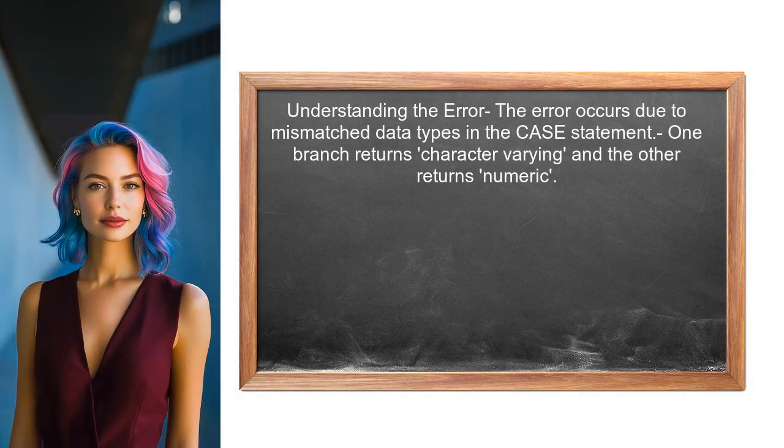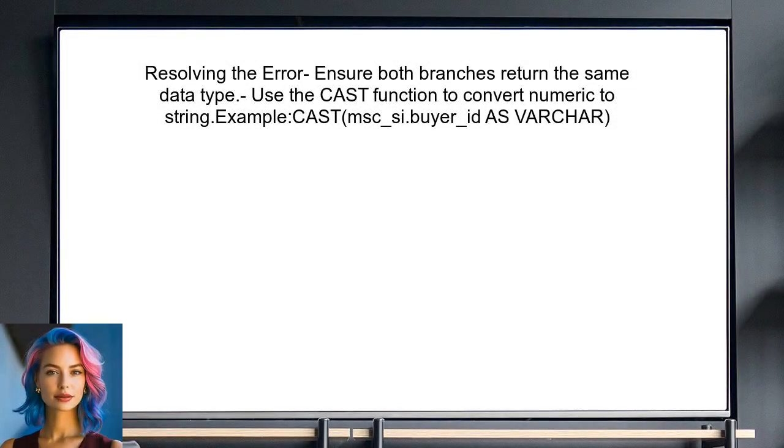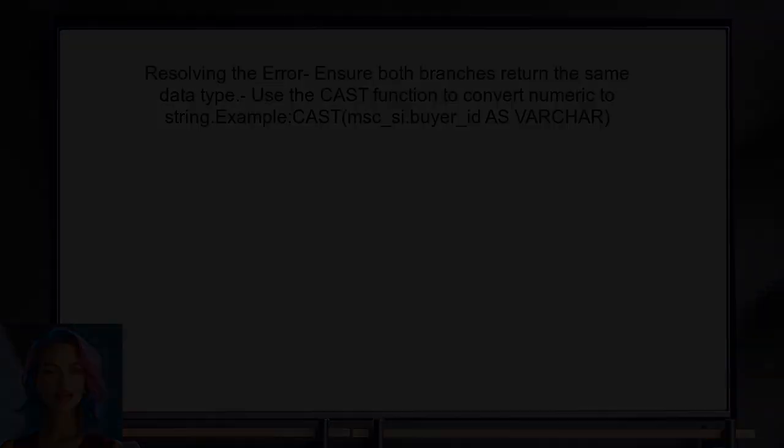To address the error, the user should first understand that the issue arises from the data types being returned in the case statement. Specifically, one branch returns a character varying type, while the other returns a numeric type. Next, the user can resolve this by ensuring both branches of the case statement return the same data type. A common approach is to convert the numeric value to a string using the cast function.